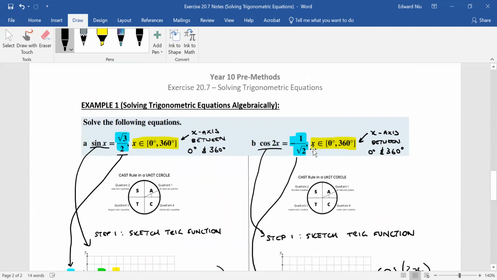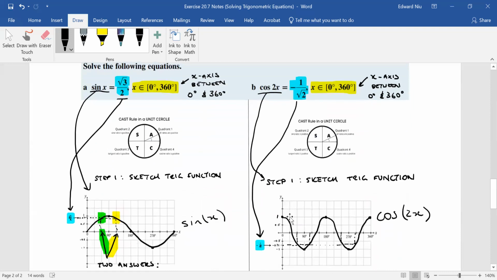This part in yellow, x is 0 to 360 degrees. This just means one full circle. And when we draw our function, we just go 0 to 360 on our x-axis. So the first step is let's check out what cosine 2x looks like. So we sketch this trig function. What we need to substitute in our calculator is cosine brackets 2 times 0. That's still going to get us 1.